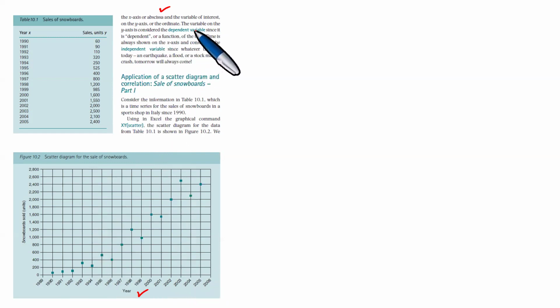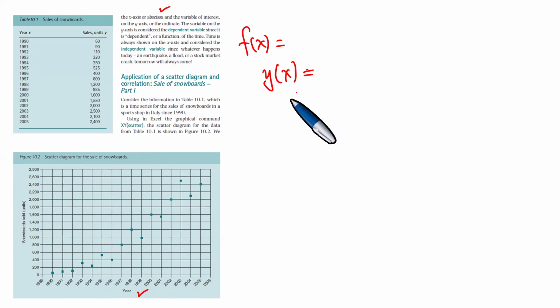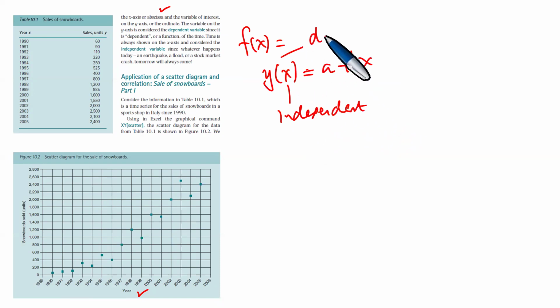Now, the variable on the y-axis is considered the dependent variable. So we say y depends on x, or f of x. And these kinds of notations, like writing f of x or even y of x, mean the dependence of y on x, so x itself being an independent variable, and y itself being a dependent variable.